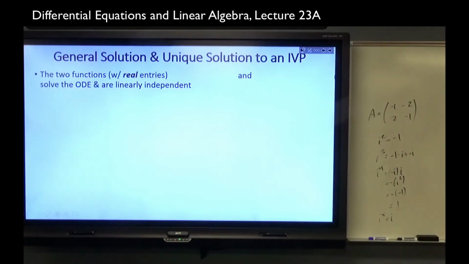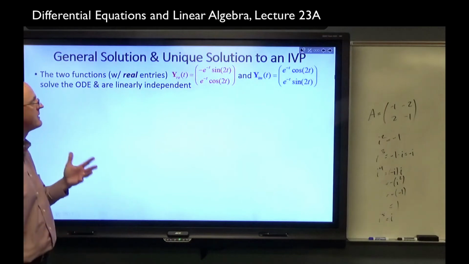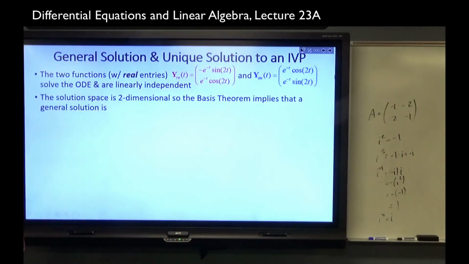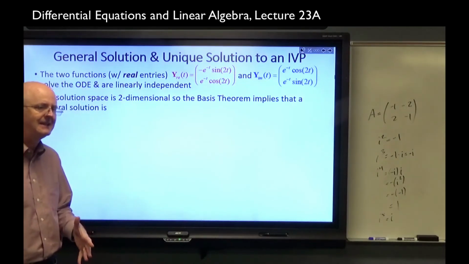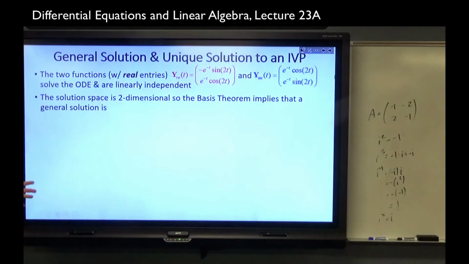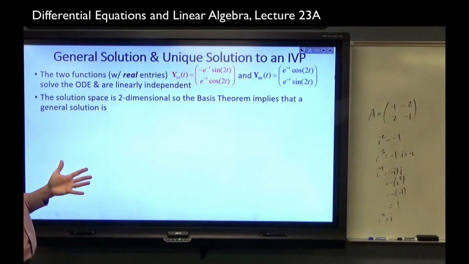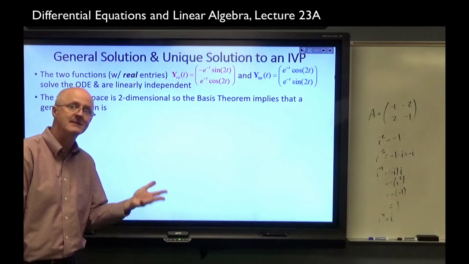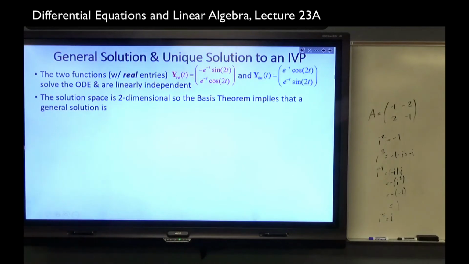What's the general solution? We've got two linearly independent solutions of the ODE. Two linearly independent real solutions of the real ODE. Therefore, by the theory, since the solution space is two-dimensional, I haven't written the theorem for that down yet, but I've always been emphasizing it. It's a two-dimensional linear system. The solution space as a vector space is two-dimensional. Got two linearly independent solutions to the system. Therefore, the basis theorem implies they span the solution space, and therefore are a basis for the solution space. And that means the general solution is an arbitrary linear combination of them. There we have it.